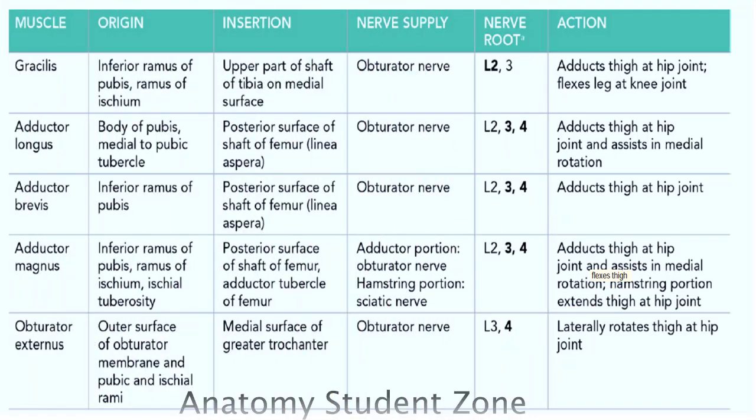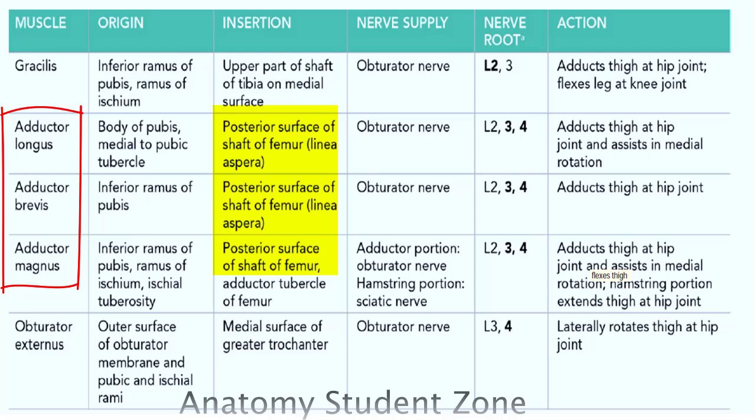Now I will quickly summarize that on a table. Adductor longus, adductor brevis, and magnus arise from the pubic bone, pubic rami, and the ischial tuberosities. Adductor longus and brevis attach at the posterior aspect of the shaft of the femur at the linea aspera, while the adductor magnus attaches at the adductor tubercle of the femur, that is also on the posterior aspect of the shaft of the femur. So in fact, all these three muscles attach at the posterior aspect of the shaft of the femur, and the points I have told you.